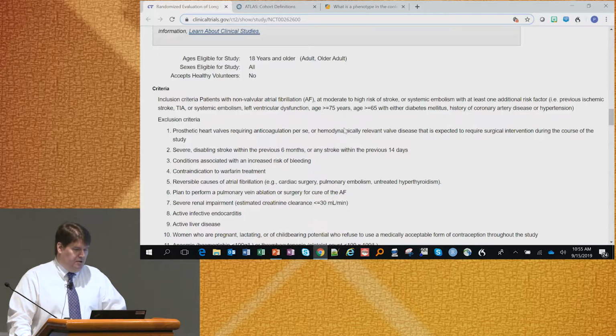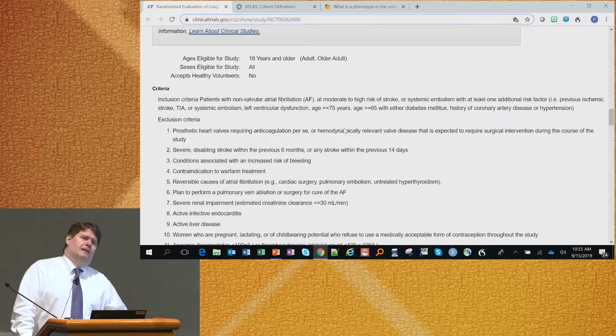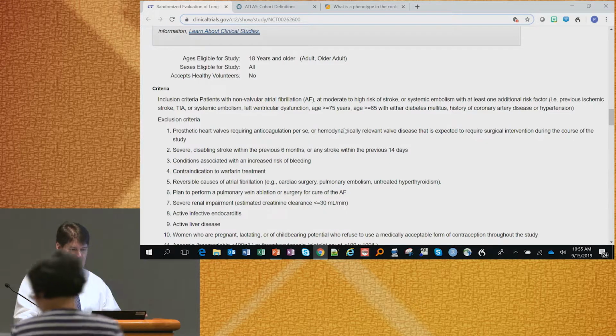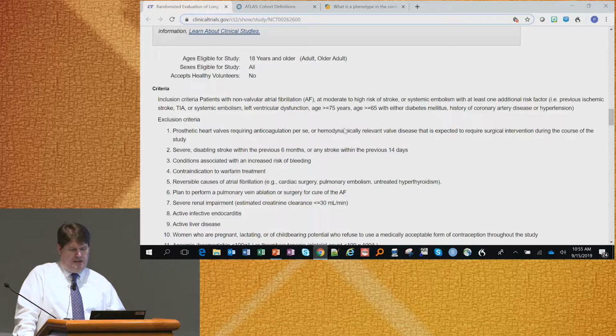Conditions associated with an increased risk of bleeding. They don't explicitly state what that is, but we could do some research and look at publications or other places that would define what these are, how would we describe that? So it's feasible that we could describe that in observational data, although they don't actually explicitly state what that is in this particular sentence.